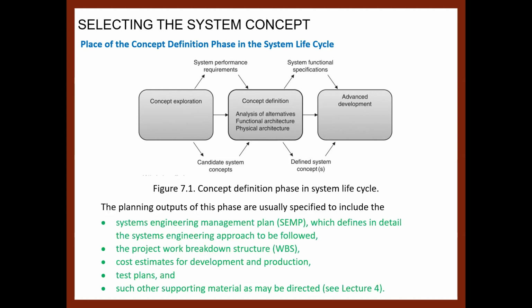The planning outputs of this phase are usually specified to include the Systems Engineering Management Plan, or SEMP, which defines in detail the systems engineering approach to be followed, the project work breakdown structure, the cost estimates for development and production, the testing plans, and other supporting materials as might be directed. You can refer to lecture 4, in which we discuss what the SEMP is, what the work breakdown structure is, and so on.